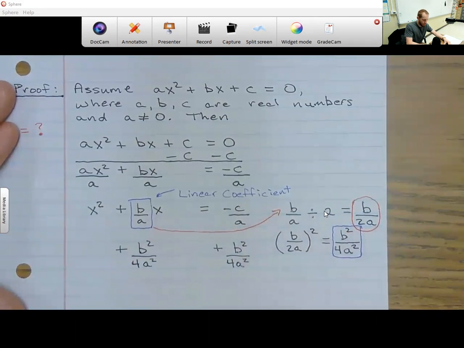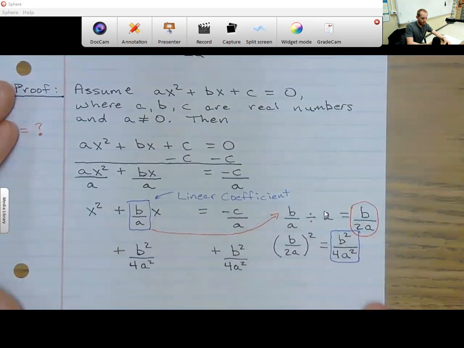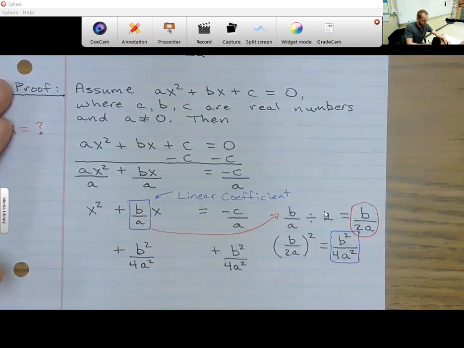So what have I done so far? I took that linear coefficient, I divided it by 2, and then I squared what I got from that. So I divide by 2 and then I square it. And then I add it to both sides. So once I add it to both sides, here's what I'm going to get.